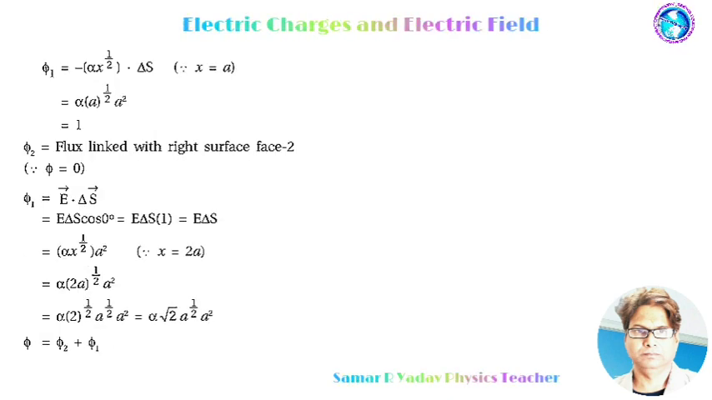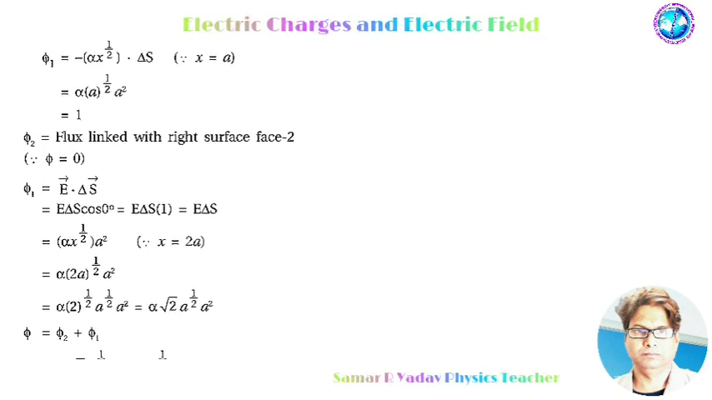Phi 2 is equal to vector E dot vector delta S, which is equal to E delta S cos 0, which is equal to E delta S into 1, which is equal to E delta S, which is equal to (alpha x raised to 1/2) a squared. Here x is equal to 2a, keeping this value, it is equal to alpha (2a) raised to 1/2 a squared, which is equal to alpha 2 raised to 1/2 a raised to 1/2 a squared, which is equal to alpha root 2 a raised to 1/2 a squared.